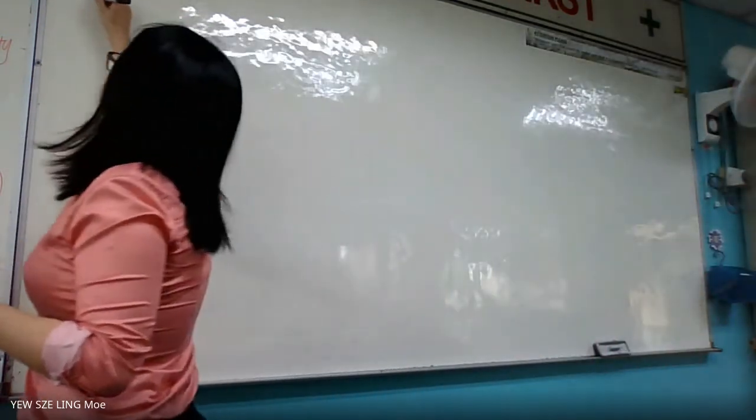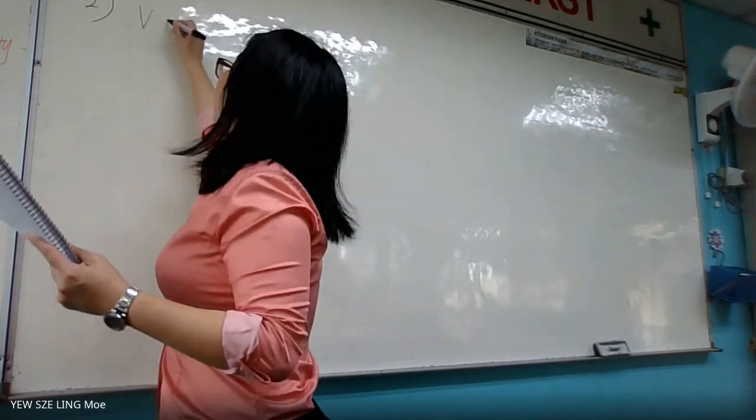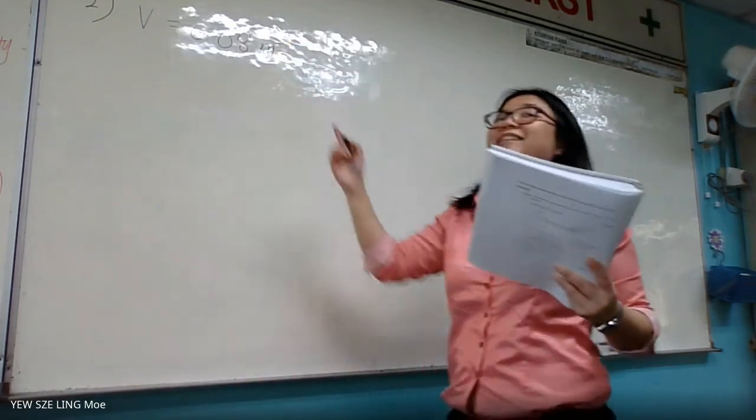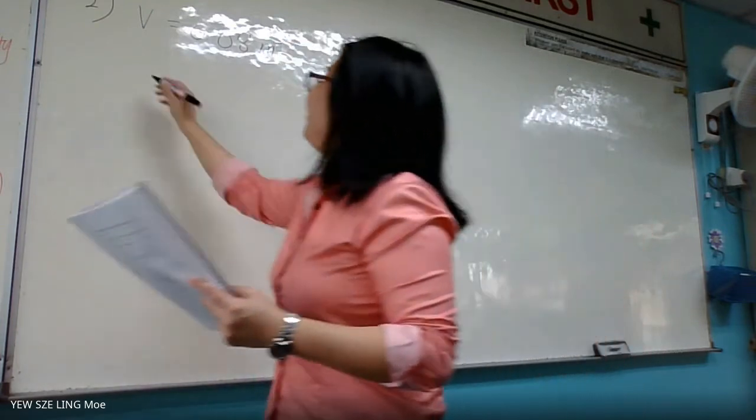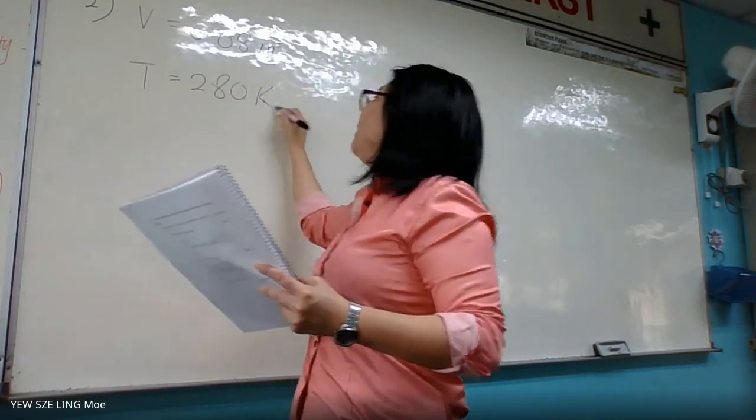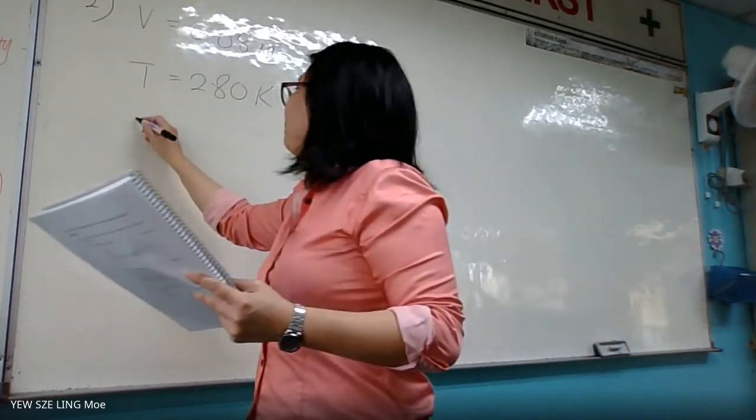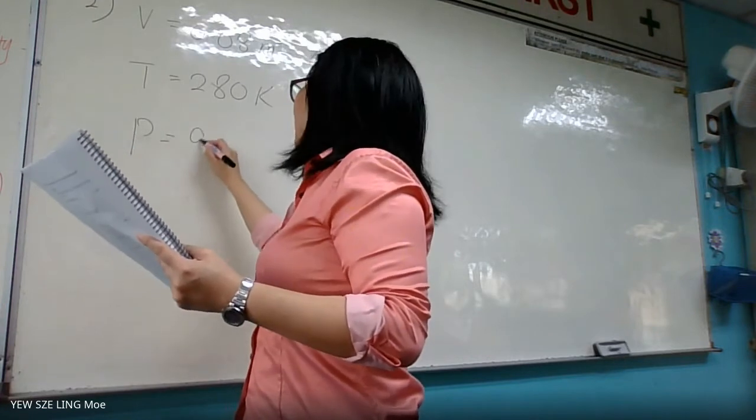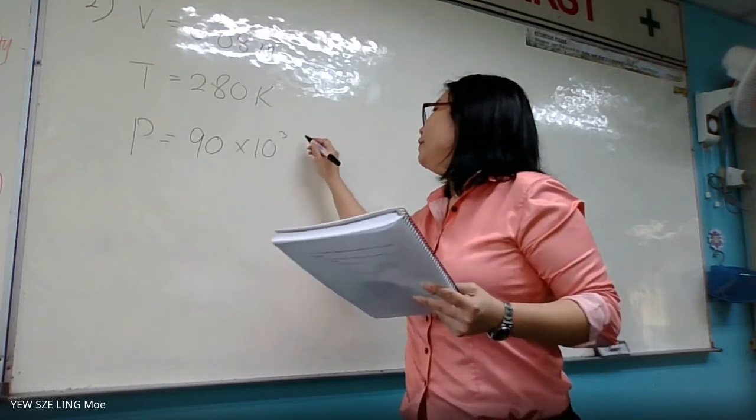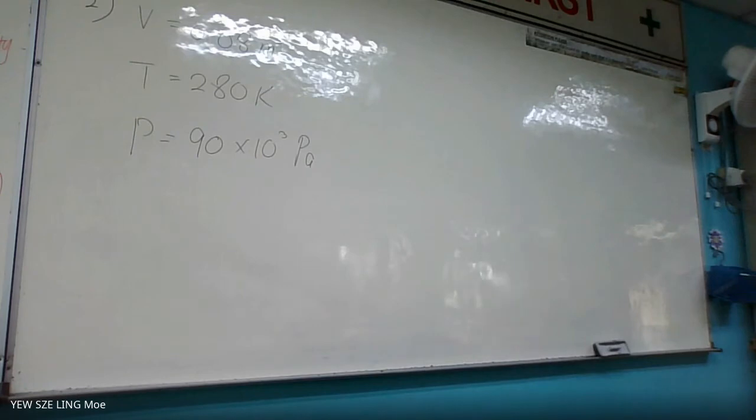For question number 2, the information given is volume, so V equals 0.08 m³. Yes, we have it in SI unit, very good. Temperature T equals 280 Kelvin. Again, it is in SI unit, so you don't have to do anything for it. Given pressure equals 90 kilopascal, so make sure to change it into times 10 to the power of 3. So P equals 90 × 10³ Pascal.